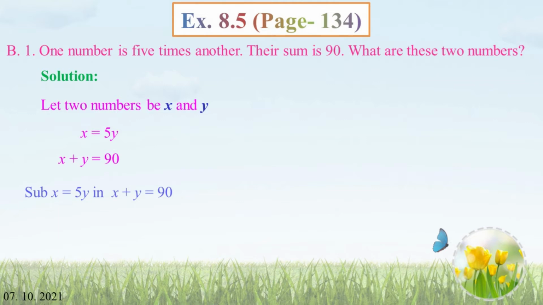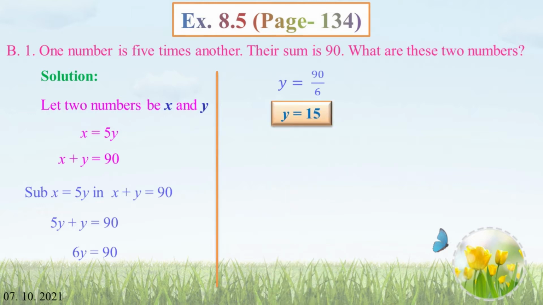Now, substitute x equal 5y in x plus y equal 90. So, we write 5y plus y equal 90. 5y plus y will get 6y. 6y equal 90. Now, we find y equal 90 divided by 6. Cancelling by the common factor, 90 divided by 6 will get 15. So, the value of y equal 15.